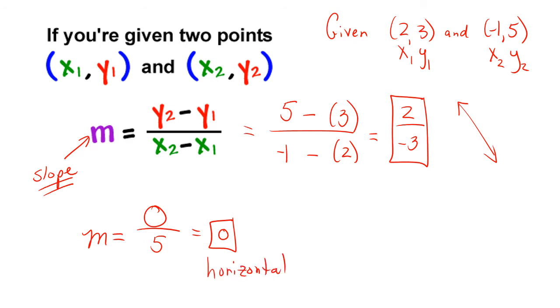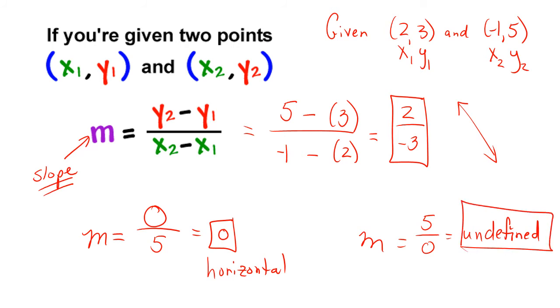Also, when calculating using this formula, you could get a slope where 0 is in the bottom or the denominator. Remember, a fraction is undefined if it has a 0 denominator. So when you have undefined slope, that will mean you have a vertical line.